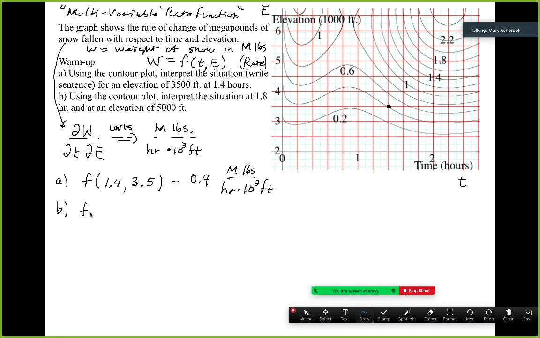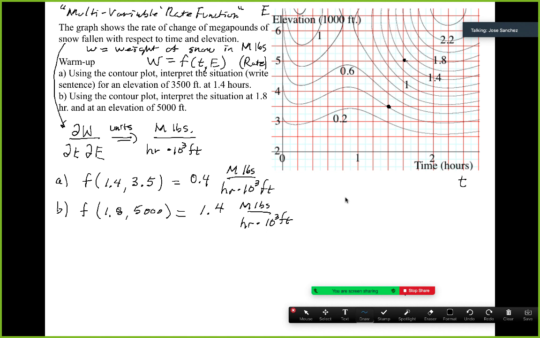So B, 1.8, same thing, 1.8, 5,000 would be about what? About 1 point, close to 1.4, again, megapounds per hour per 1,000 feet. Okay, so that's just reading the contour plot, right? We're just reading the contour plot like we did before, but now the output variable is a rate of change rather than just an accumulated quantity.